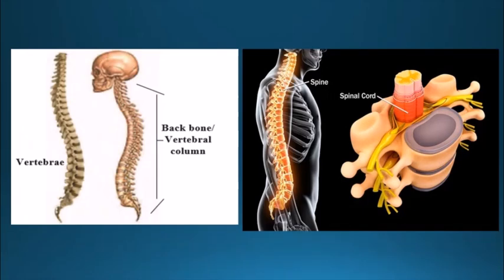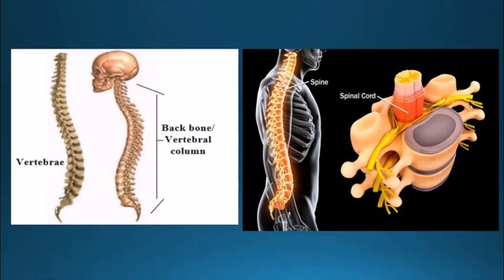The third part of the axial skeleton is the spine. Now we also call it the backbone or the vertebral column. You can call it anything. You can call it a spine, you can call it a vertebral column, or you can call it a backbone. Now the bones of the spine protect our spinal cord. So there is a spinal cord which runs from our brain, and this spinal cord is protected by the vertebral column.